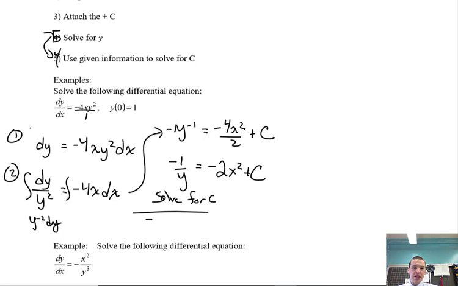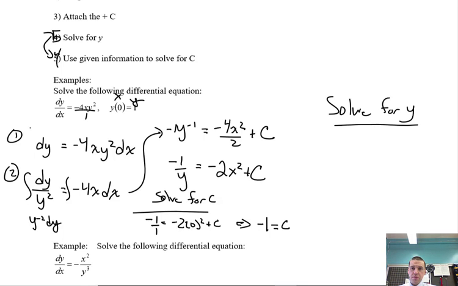And so I'm going to get negative 1 over 1, this is your x and y, equals negative 2 times 0 squared plus c, and therefore we can see that negative 1 equals c. So we're going to finish up and solve for y using the information that c is negative 1.